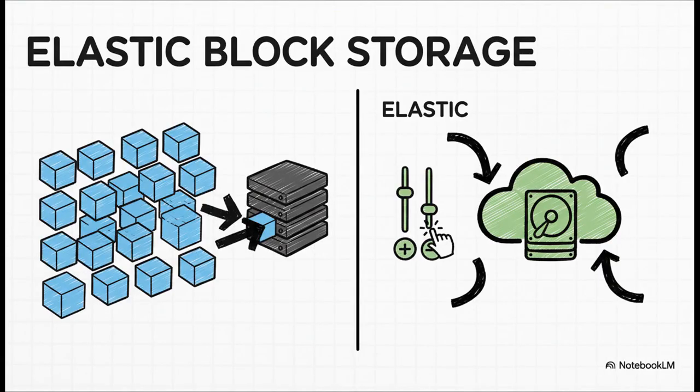Let's actually break that name down, because it tells you everything you need to know. The block part? That's about how it stores data. It uses these raw, fixed-size chunks, or blocks. This lets the computer talk to it at a super low level, which makes it incredibly fast. And the other part, the network part, gives us what we call elasticity. And that is the cloud magic. It means you can resize your drive or make it faster with just a couple of clicks. No downtime, no opening up a server.